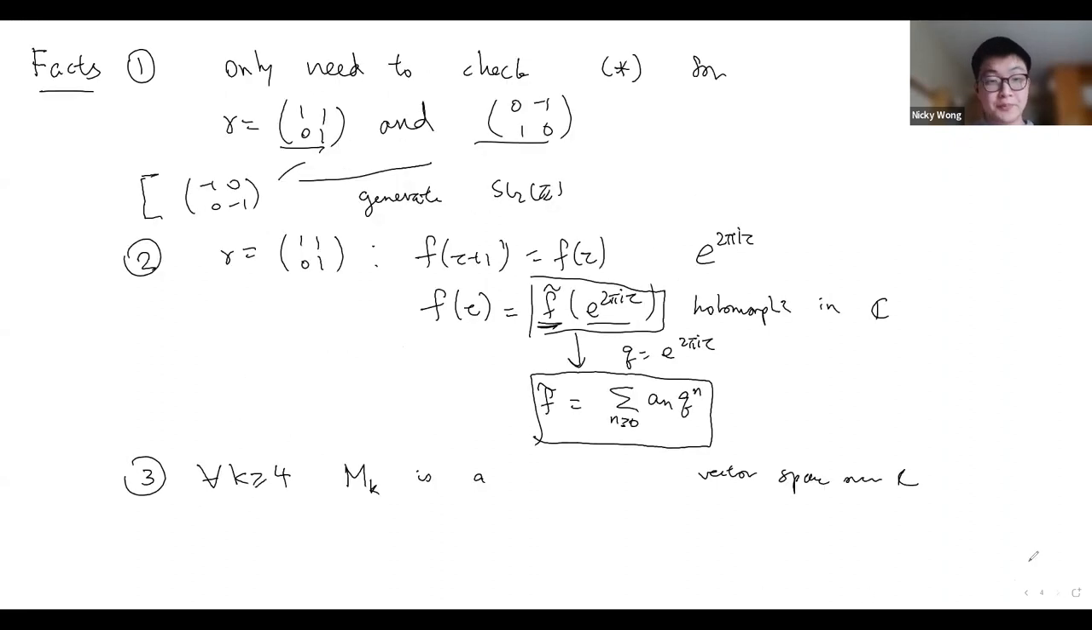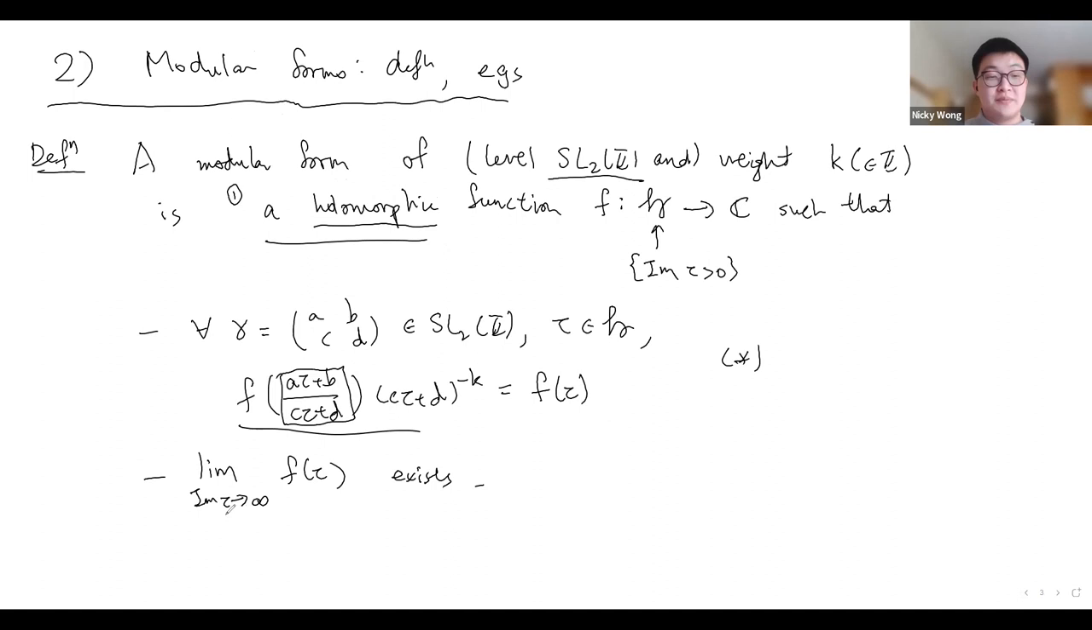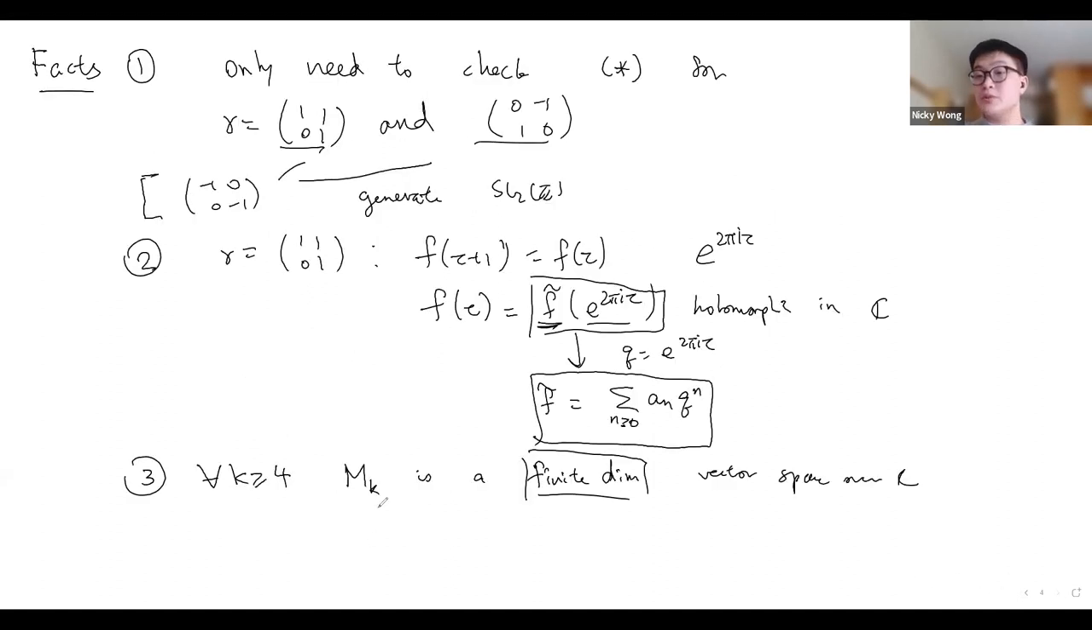If you multiply by a scalar, it's still holomorphic, the limit at infinity is still well-defined, and the condition star is also true. But another thing that we won't be able to prove here is that it is a finite dimensional vector space. And this is only true because we impose the condition at infinity. And we are going to use this fact in two places.